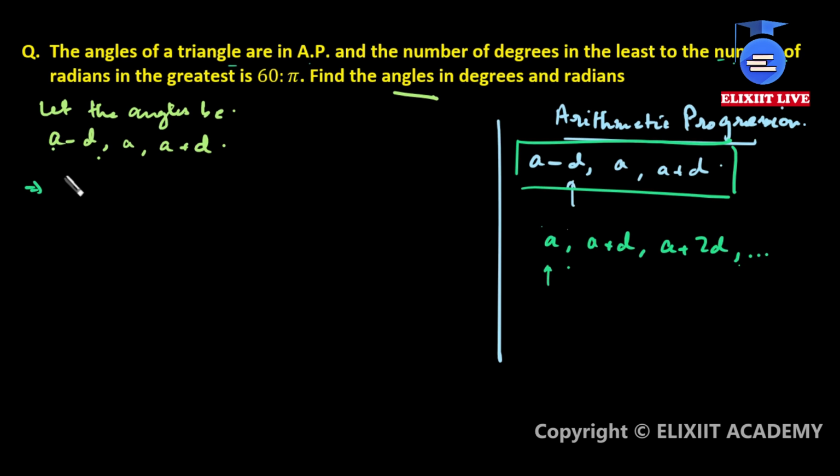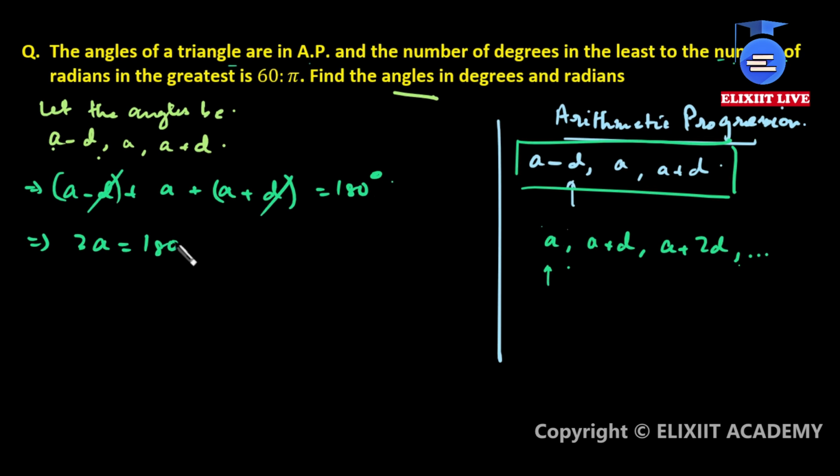Why can we find A? That's why I was saying take A minus D, A and A plus D, and don't take A plus D and A plus 2D. Because you can find A easily from here. If you simply add them up, we know that the sum of the angles is 180 degrees. D and D will cancel out, so 3A equals 180 degrees. A will be 60 degrees from here. A will be 60.